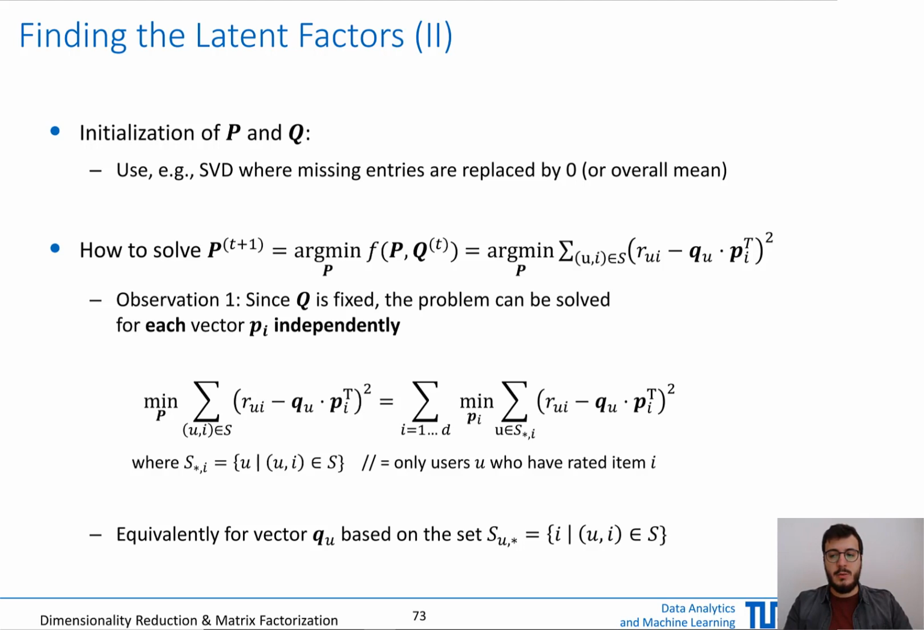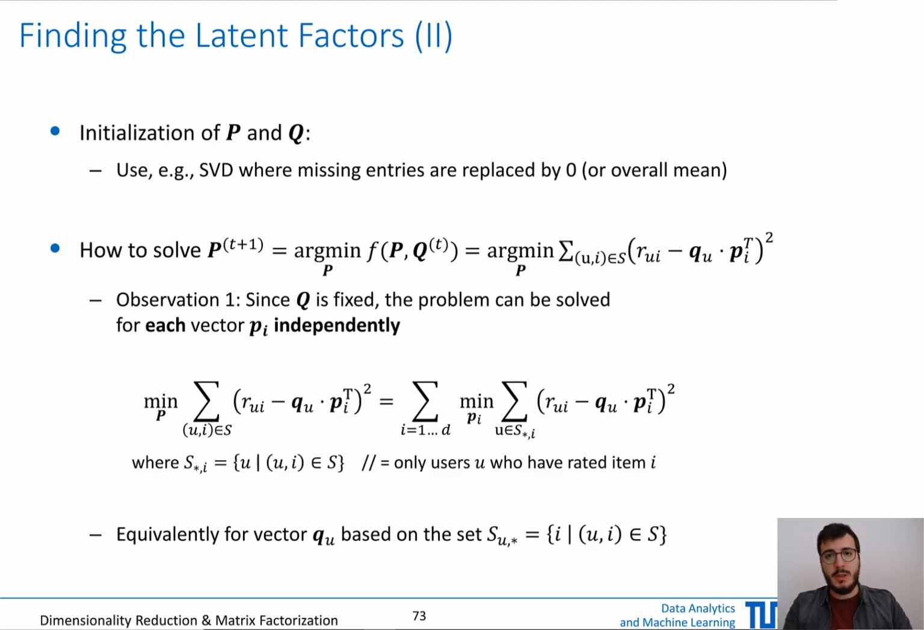For the moment, let's assume that we're at some iteration t, and we assume that Q is fixed, and we're trying to solve for P. If we write this out, it's the same optimization problem as before. We're summing over all of the entries that we've observed, and we're taking the sum of squared differences. But now, instead of treating QU as a variable, we're treating QU as a constant, and we're only optimizing with respect to P.